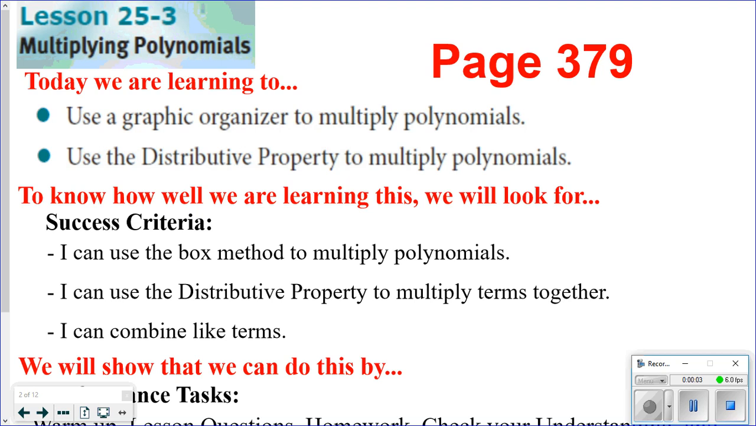Open your books to page 379. We are in lesson 25.3, still multiplying polynomials. So again, we're going to use the box method to multiply polynomials, and we're also going to use the distributive property to multiply polynomials. And you also need that note packet that we've been filling out as well.